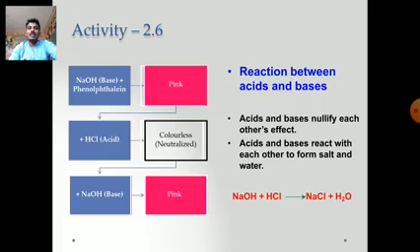Next, activity 2.6. NaOH, the base, plus phenolphthalein indicator gives a pink color. On adding HCl, it becomes colorless, a neutralization reaction. Adding more NaOH, one of the bases, turns it pink again. This is the reaction between acids and bases. The acids and bases nullify each other's effects. Acids and bases react with each other to form salt and water. NaOH plus HCl is converted into NaCl plus water.